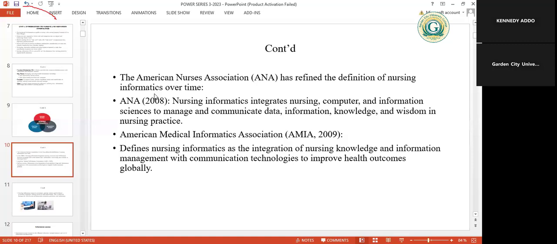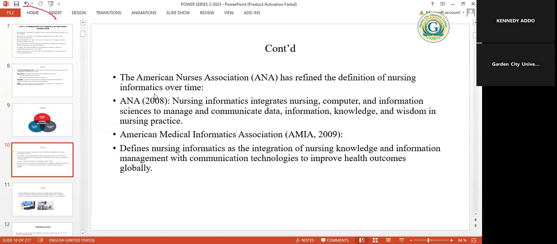So the ANA reviewed all the earlier propositions and refined them to define nursing informatics as a specialty that integrates nursing science, computer science, and information science to identify, define, manage, and communicate data, information, knowledge, and wisdom in nursing practice. This definition legitimizes the field of nursing informatics, and that is the accepted or standard definition.